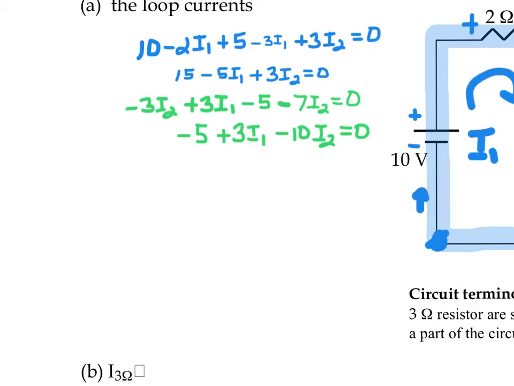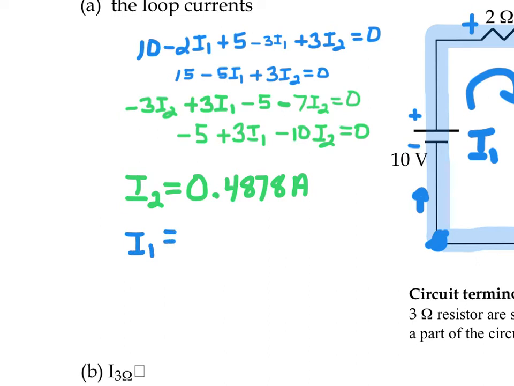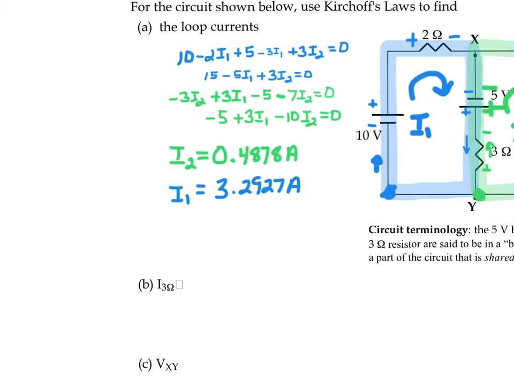Well, if you end up doing this, what you will find is you'll get values of I2 that comes out actually equal to 0.4878 amps. And I know that's too many significant figures from what we really have, but we're not going to worry about that at this point. We'll also find that I1, solving through this method, ends up giving us a value of 3.2927 amps. And we've used our two equations to find our two unknowns.